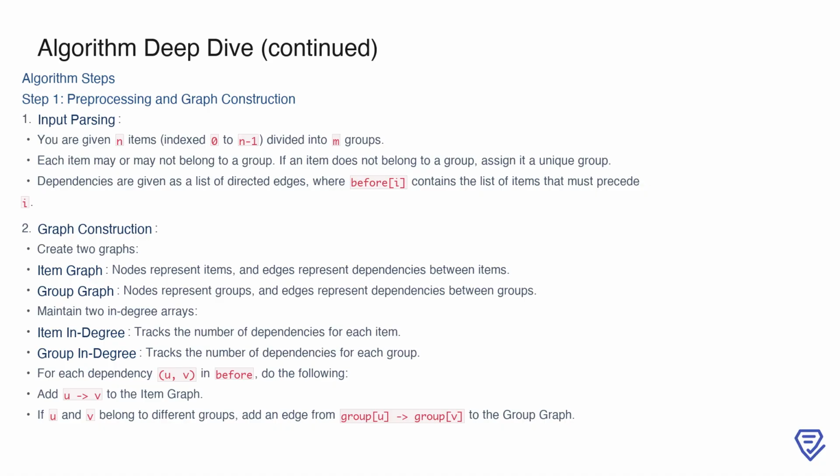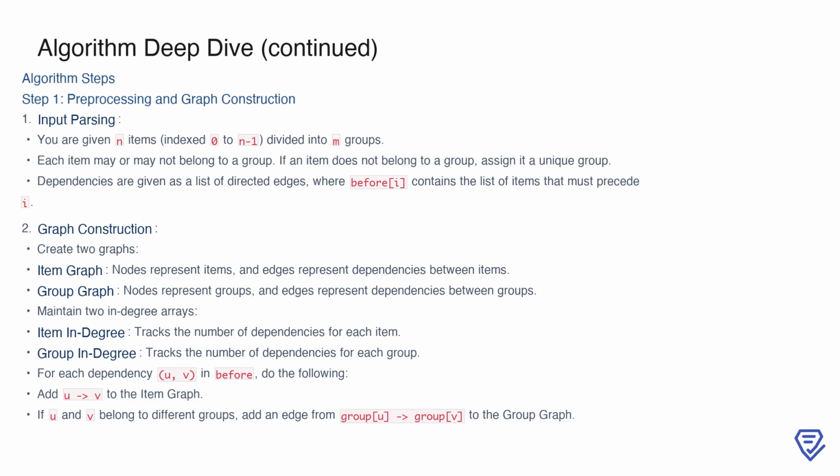The first step in solving the problem is pre-processing and constructing the graphs. We start by parsing the input. Here, we are given n items, indexed from 0 to n-1, divided into m groups. Some items may not belong to any group, so for such items, we assign a unique group to ensure all items are accounted for. Dependencies are provided as directed edges, where beforeItems[i] lists the items that must precede item i.